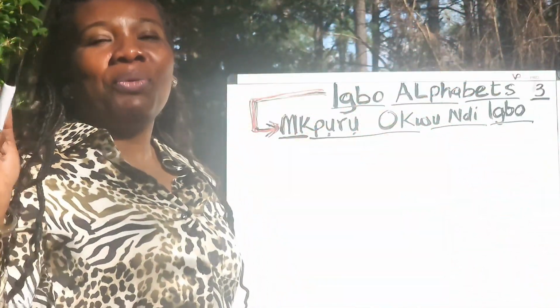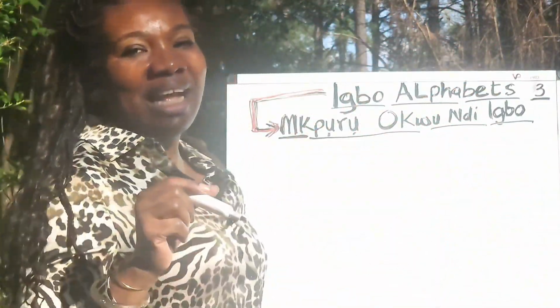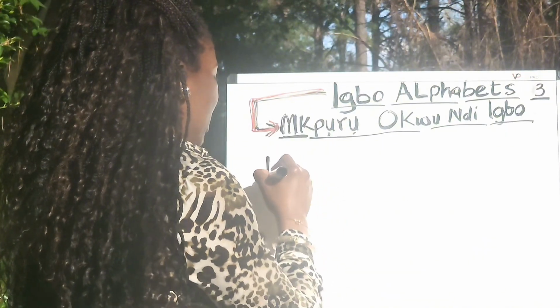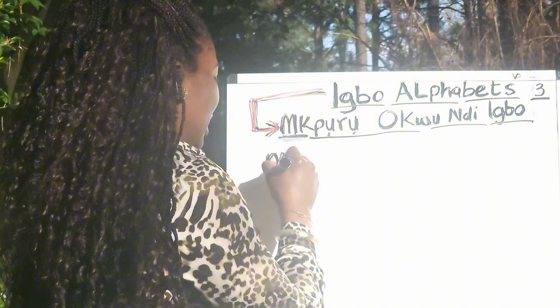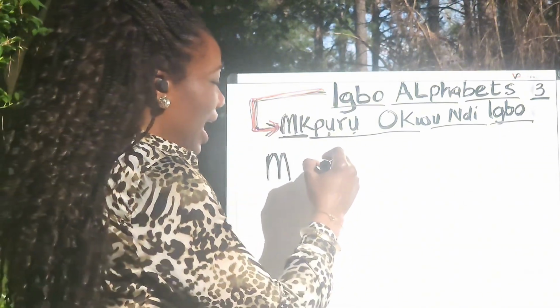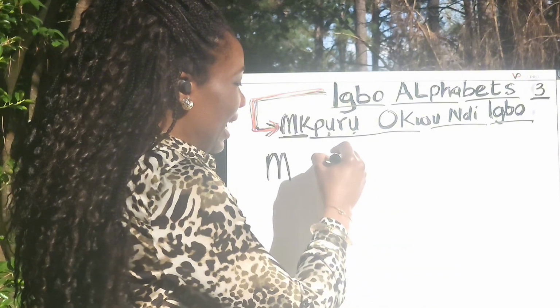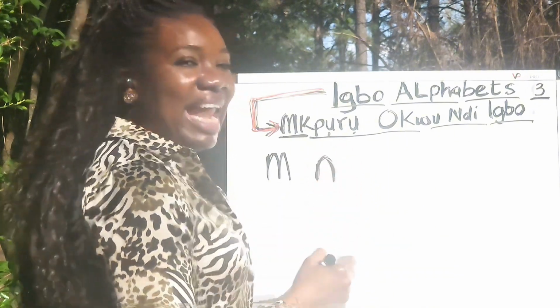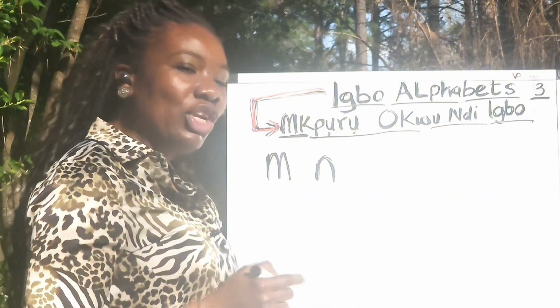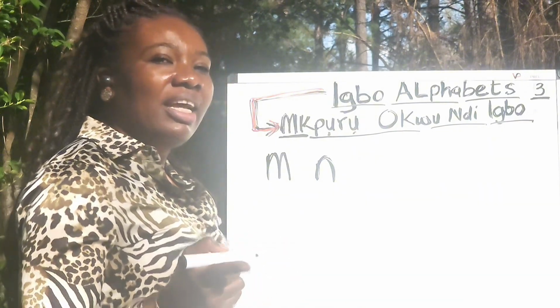So, today we are going to start with the letter Me. In English, it is M. But in Igbo language, it is Me. Another one is Ne. Nonye. See? Nonye, meaning be with me.